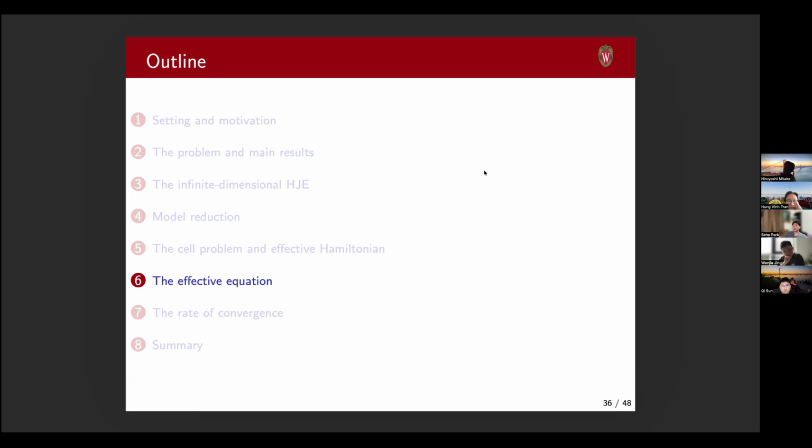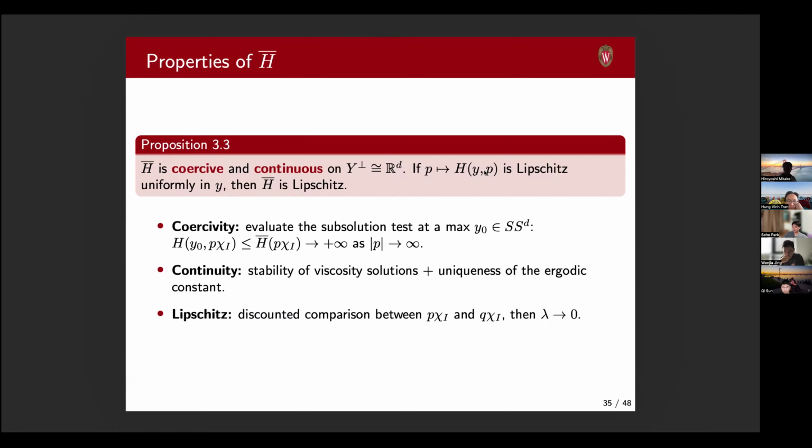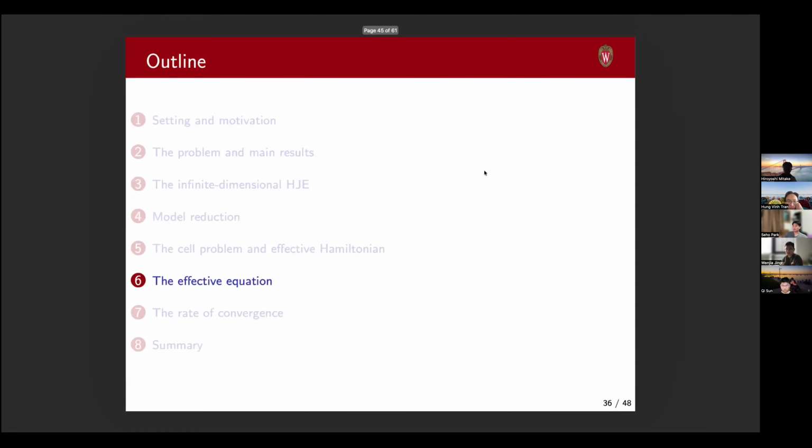After that, I will talk about the effective equation. And once we show that U solves the effective equation with that effective Hamiltonian, and in the previous slide we just showed that H bar is coercive and continuous, the limiting equation will be finite dimensional and well posed. So that will conclude the convergence of the whole family U epsilon.